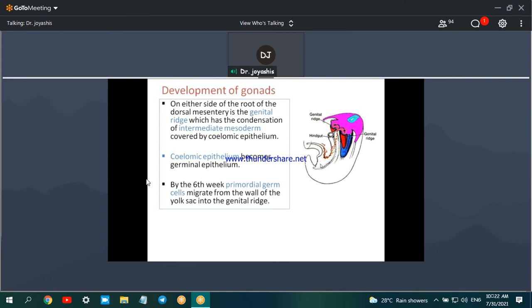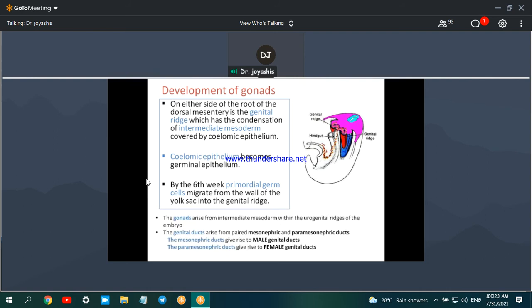So, on either side of the root of the dorsal mesentery, is the genital ridge, which has the condensation of intermediate mesoderm. This is the genital ridge. This is the condensation of the intermediate mesoderm on either side of the root of the dorsal mesentery. This is covered by coelomic epithelium. By the sixth week, primordial germ cells migrate from the wall of the yolk sac into the genital ridge. They migrate in the wall of the ridge.